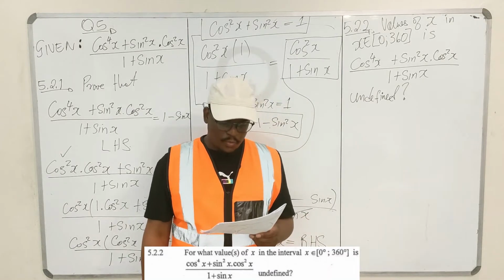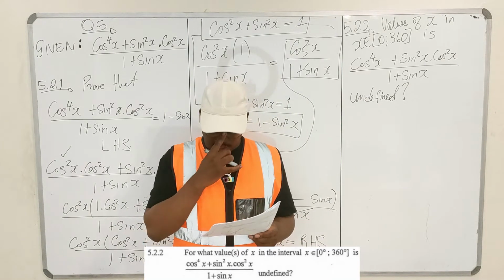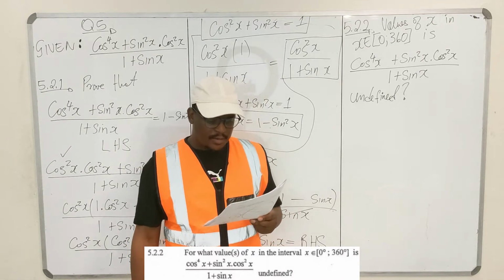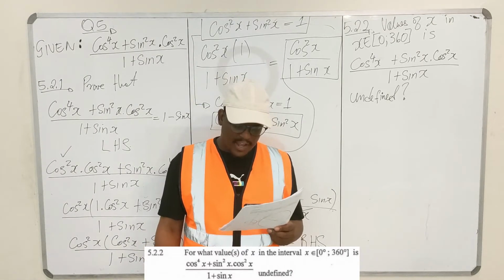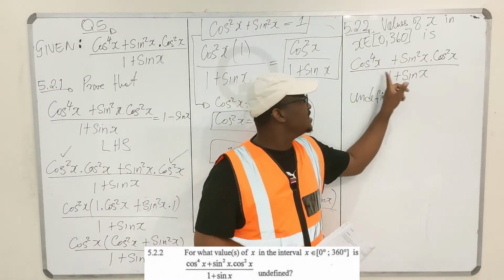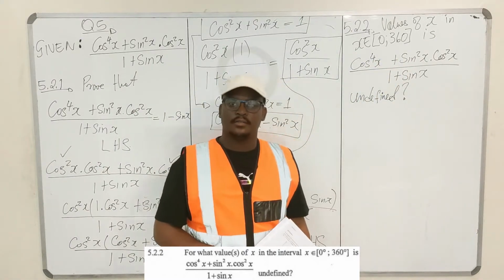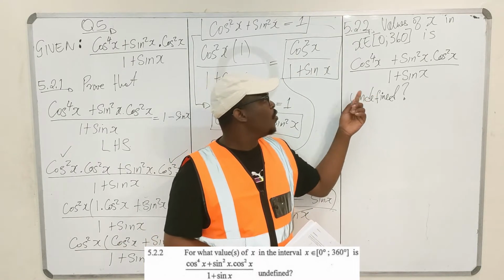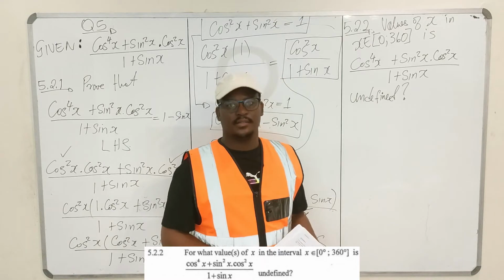Okay, so now we're doing 5.2.2, right? What does this thing say? It's asking for what values of x on this interval from 0 to 360 is this thing here undefined, right? They're asking what are the values of x where this thing is undefined.